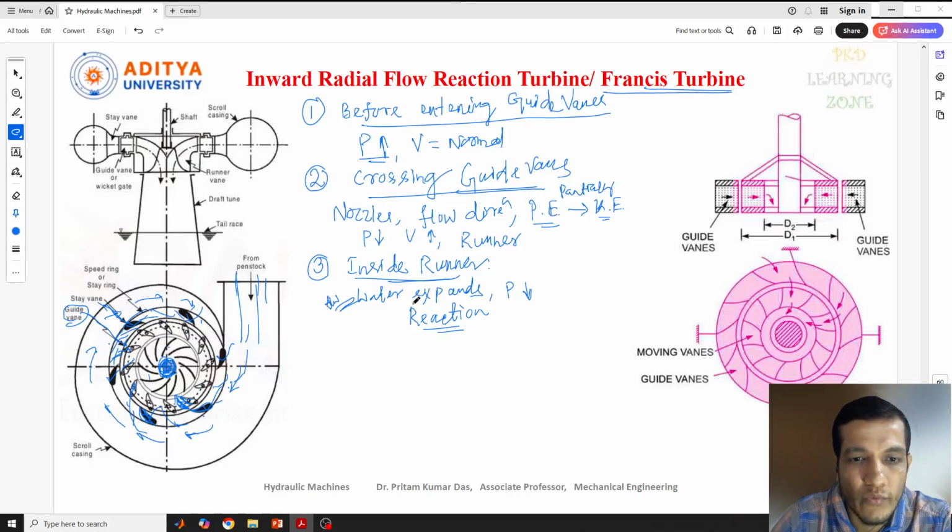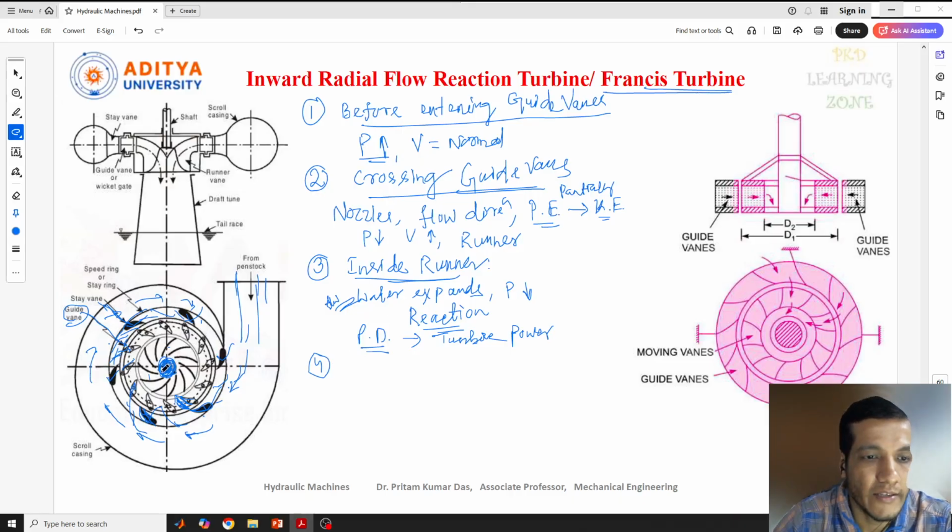the pressure difference which we got here inside the runner is used to create the turbine power, or it is the main source of turbine power, because due to this the shaft started rotating, and this gives the turbine power. Actually, you can say it is the power which is created at this point. And the next one is the exit part. This is about the entry part inside the runner.